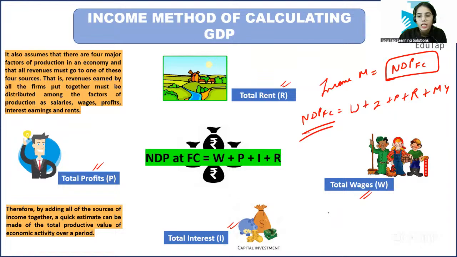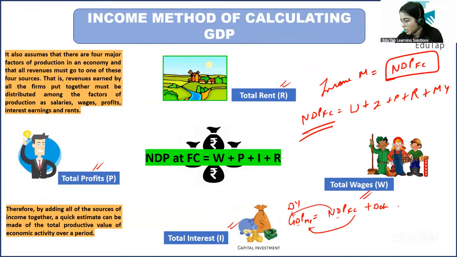If you want to convert the NDP at FC into GDP at MP, because we want to calculate the domestic income, so net to gross, what do you have to do? Net to gross: add depreciation. Very good. Domestic is same. Factor cost to market price: add indirect taxes, deduct subsidies. Very good. So we have got the domestic income.